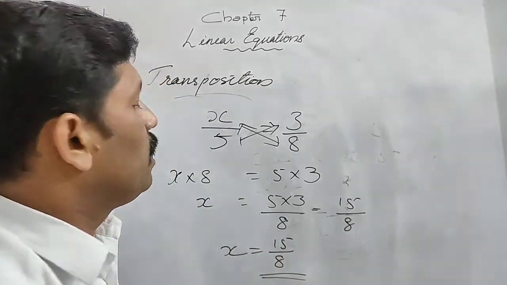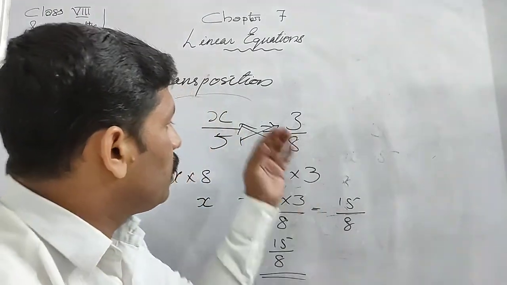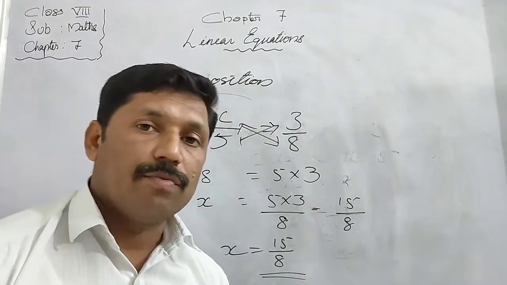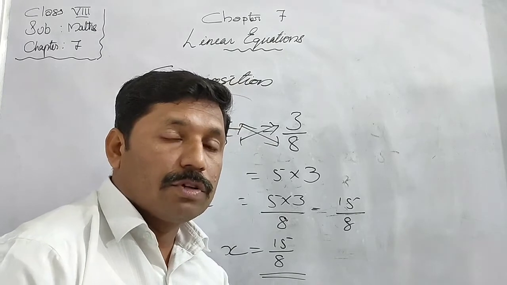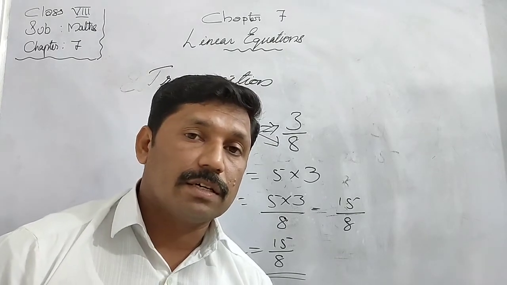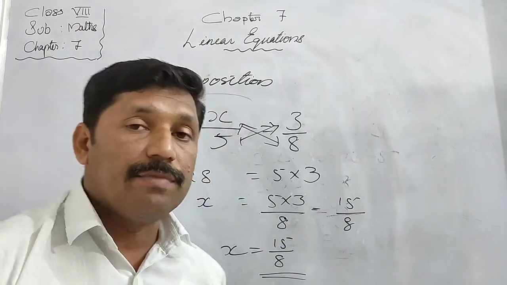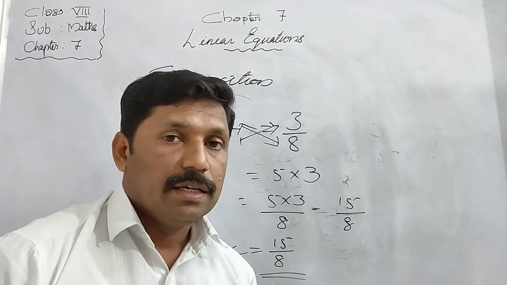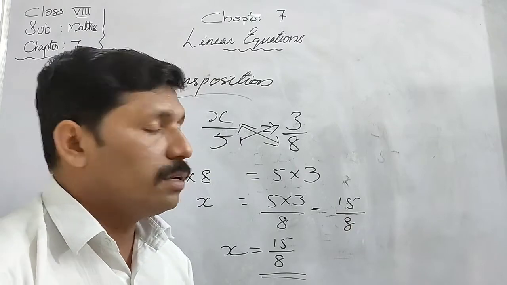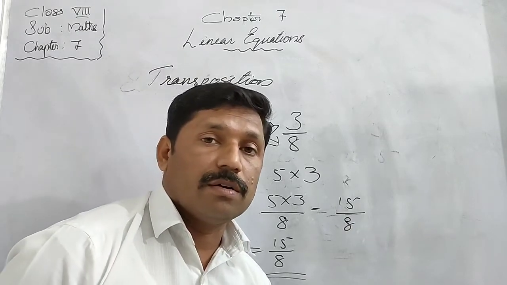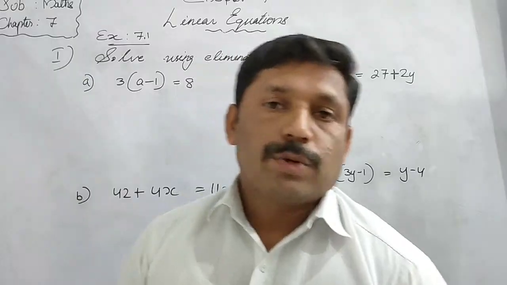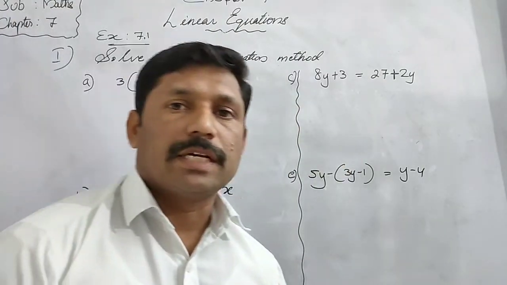So this is the cross multiplication method. In this method we cross multiply the numbers and then find the answer. And before cross multiplication, if any necessary operation like addition, subtraction, or multiplication is needed, we do that first, then we cross multiply finally. So these are the three different methods that we are going to practice this year. Now students, we are going to solve some questions from exercise 7.1.